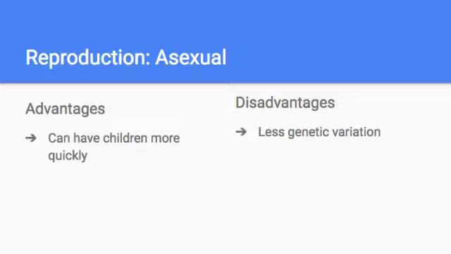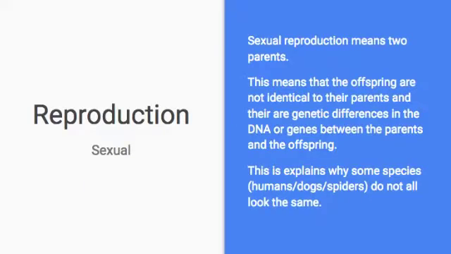So there are advantages and disadvantages to asexual reproduction. They have a lot more offspring or children, but there's not much genetic variation. It's exactly the same as the parent, so it's no different. And then sexual reproduction means that there's two parents, so the offspring are not identical to either parent. They may have traits that are the same as one parent or the other, or traits that are similar to both parents, but they're not genetically the same. Their DNA is different.